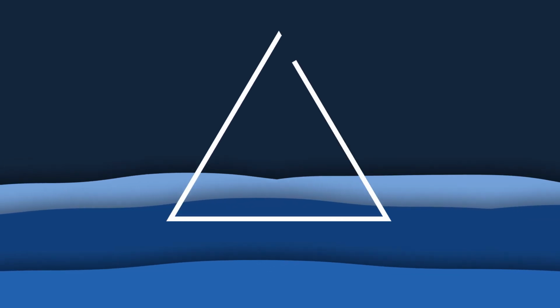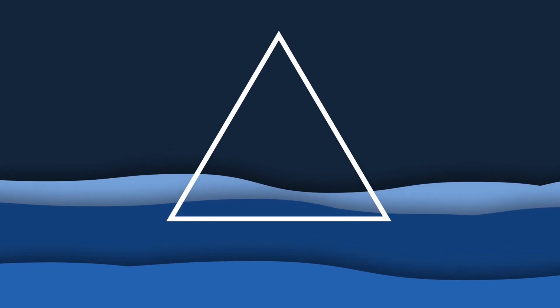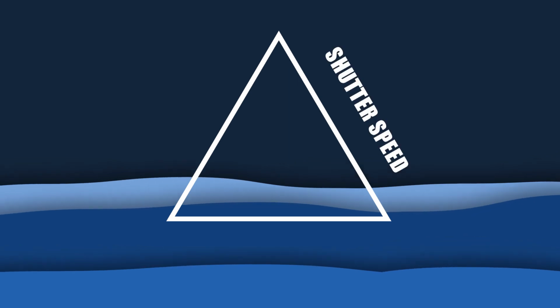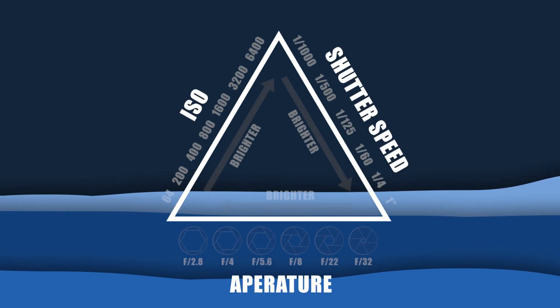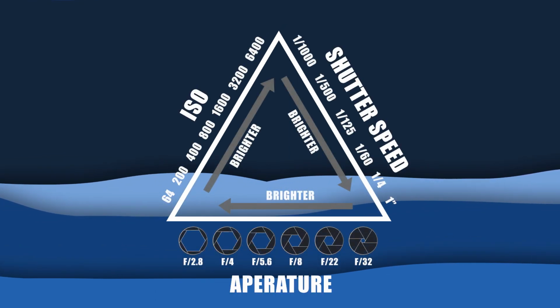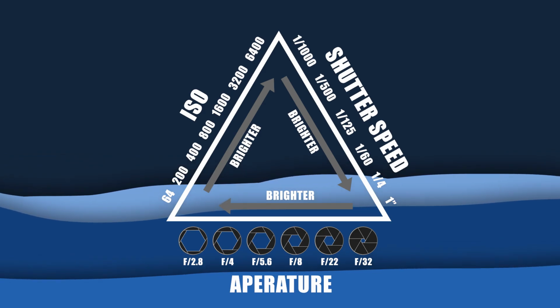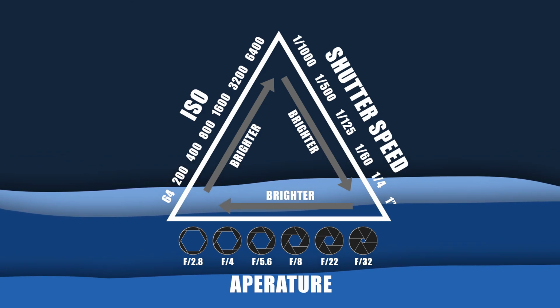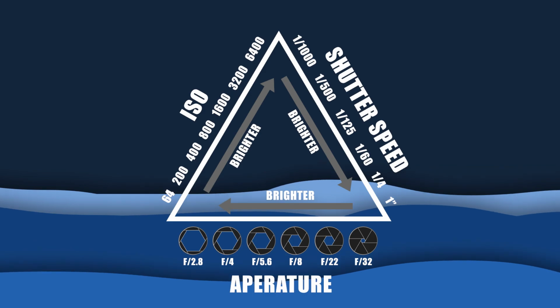The first step in understanding how to properly expose an image is understanding the exposure triangle. The exposure triangle consists of three things: shutter speed, aperture, and ISO. These are the three main ingredients of exposing an image. Learning these will teach you the fundamentals and the basics of videography.